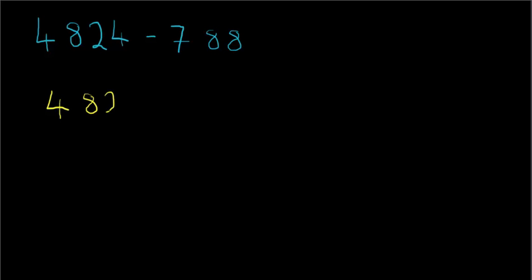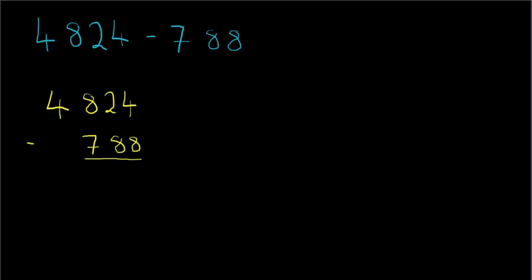Okay, let's do another example, one a little bit more involved. Imagine we're doing 4,824 take away 788. Okay, so again I'm going to align them using the column method. 4, 8, 2, 4, take away 7, 8, 8.